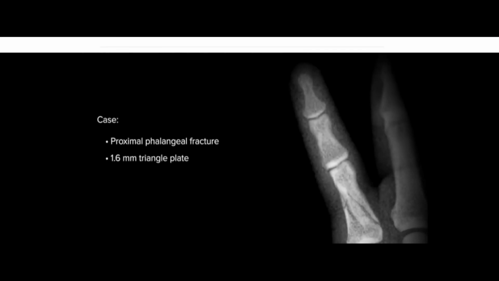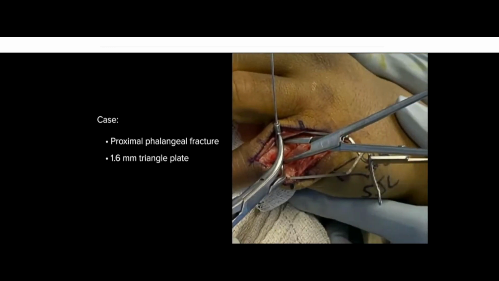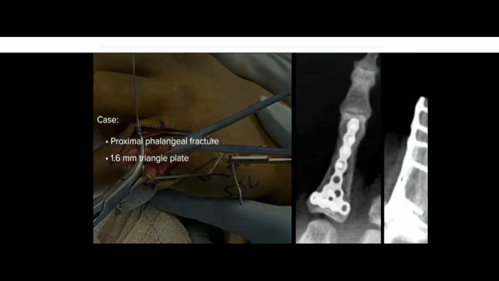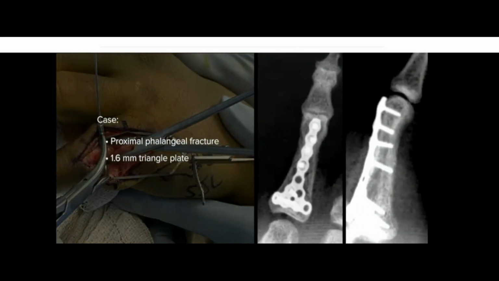In this complex fracture of the proximal phalanx, a K-wire clamp is used to initially stabilize the fracture fragments and to regain reduction with a K-wire. A triangle plate is then placed and the K-wire is removed.